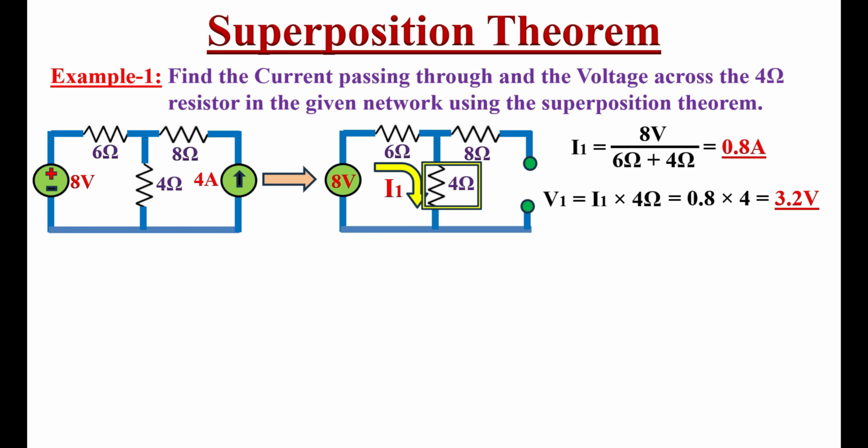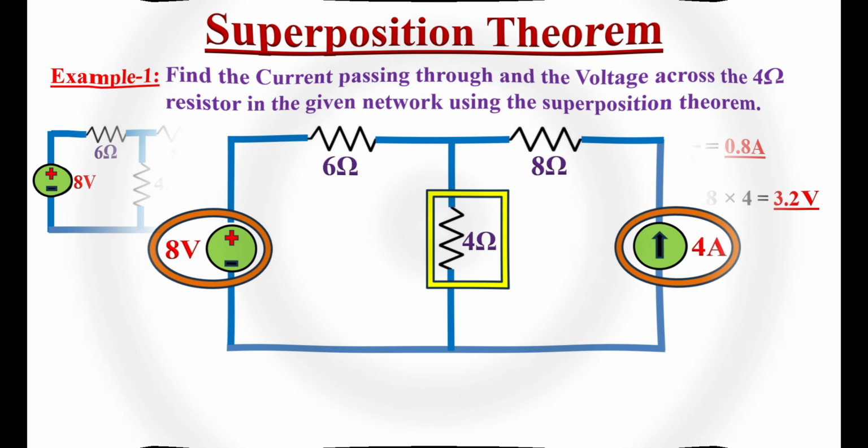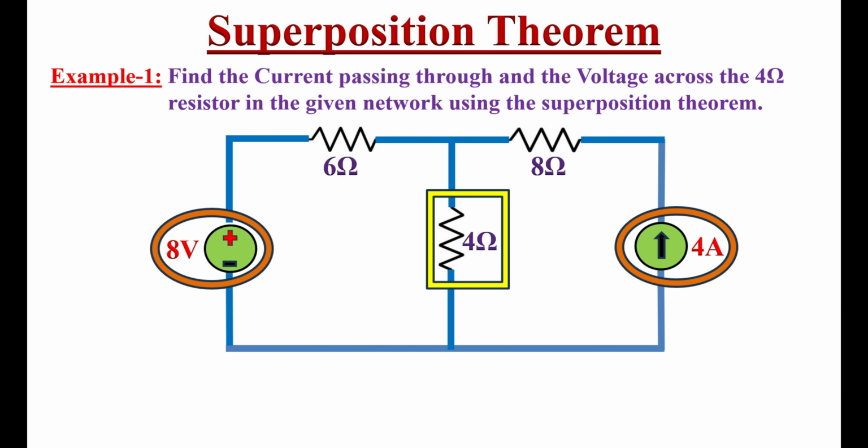In the next step, we will reset the circuit to see what happens when we turn the current source back on and short the voltage source. This time we are going to flip the script. We will start by suppressing the 8 volt source and we will activate the 4 amp independent current source. Our goal remains the same, to determine the current and voltage for this 4 ohm resistor.